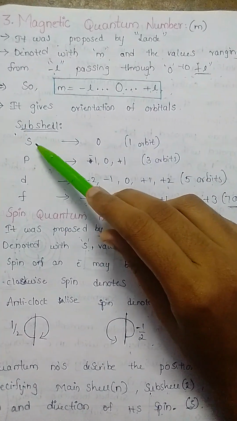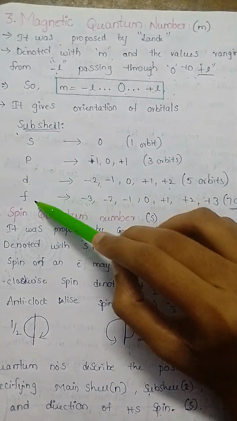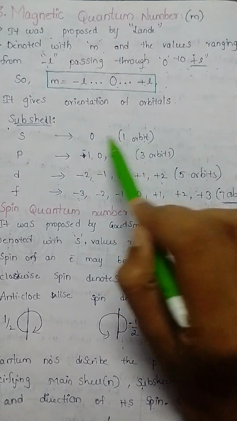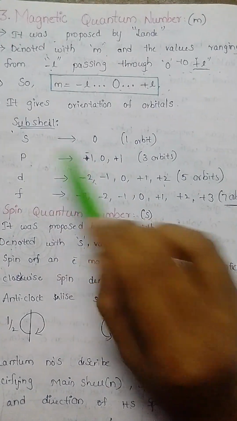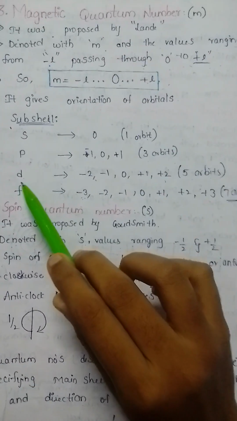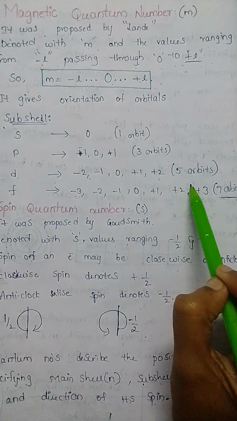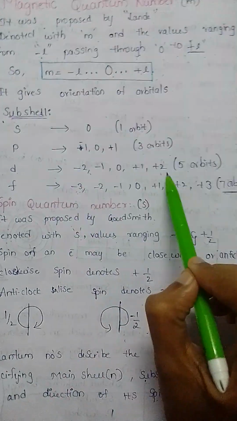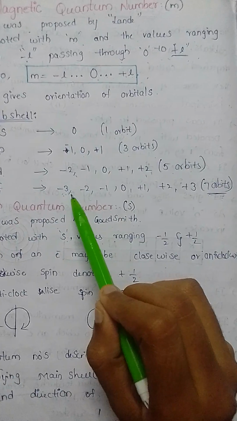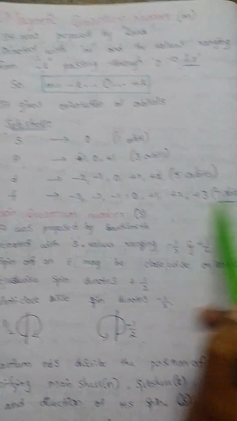We know that the subshells are s, p, d, f. For s there is one orbital, that is 0. For p there are 3 orbitals, with values from minus 1 to plus 1. For d there are 5 orbitals, ranging from minus 2 to plus 2. And for f there are 7 orbitals, ranging from minus 3 to plus 3.